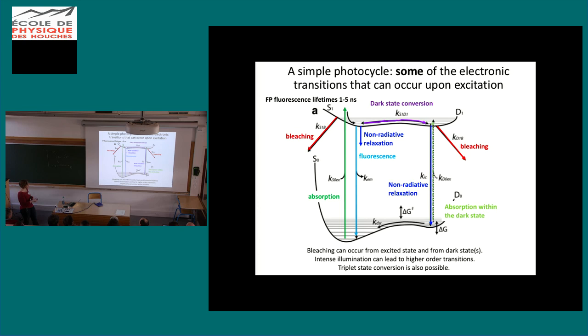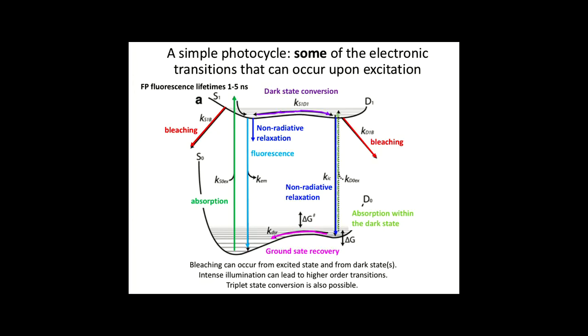You can bleach both from an excited state or from a dark state. Dark states can be photoreactive, and so that's something to keep in mind. And then I'm not showing, of course, all of the conversions that can occur. These dark states could be triplet states or could exist coincidentally with other states like triplet states. And of course, in all cases, if you use really intense illumination, you can get higher order transitions from the excited state.